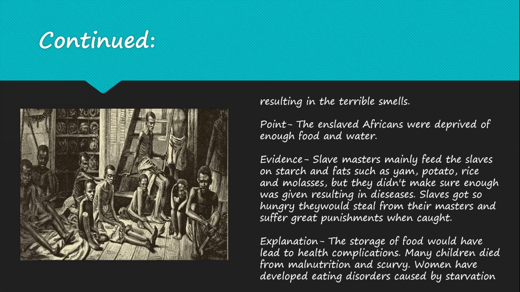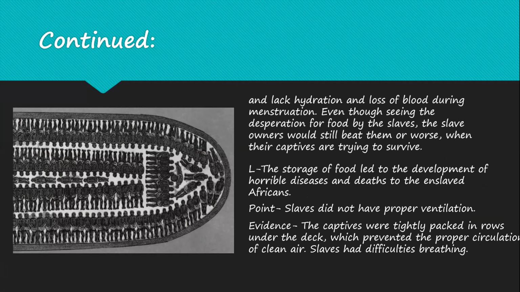Many children died from malnutrition and scurvy. Women developed eating disorders caused by starvation, lack of hydration, and loss of blood during menstruation. Even seeing the desperation for food, the slave owners would still beat their captives, or worse, when they saw that their captives were trying to survive.